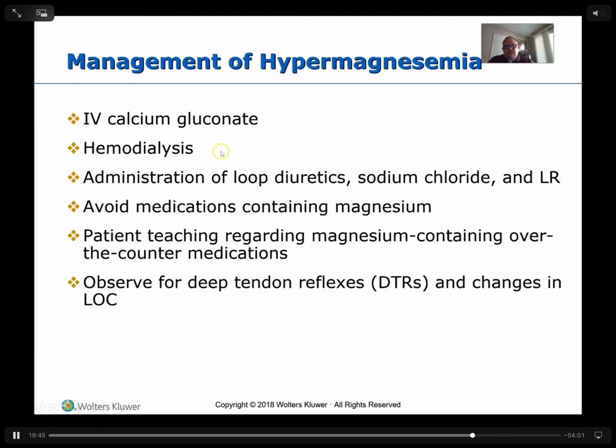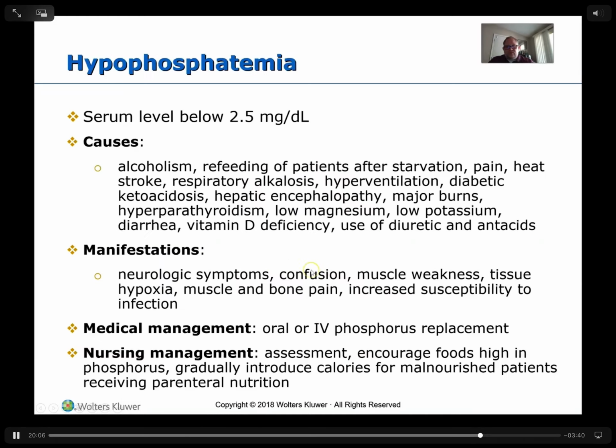Treatment of hypermagnesemia is IV calcium gluconate, hemodialysis, teaching regarding magnesium-containing over-the-counter medications. And you're going to be monitoring for your deep tendon reflexes and changes in level of consciousness. Like I said, this should be a big flashback from your OB lectures.